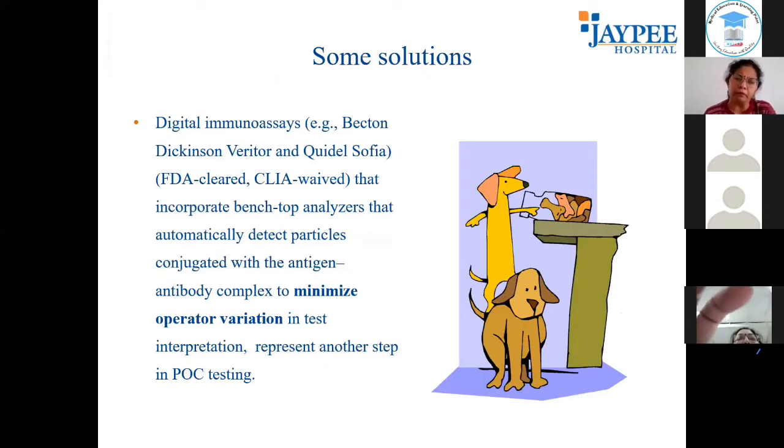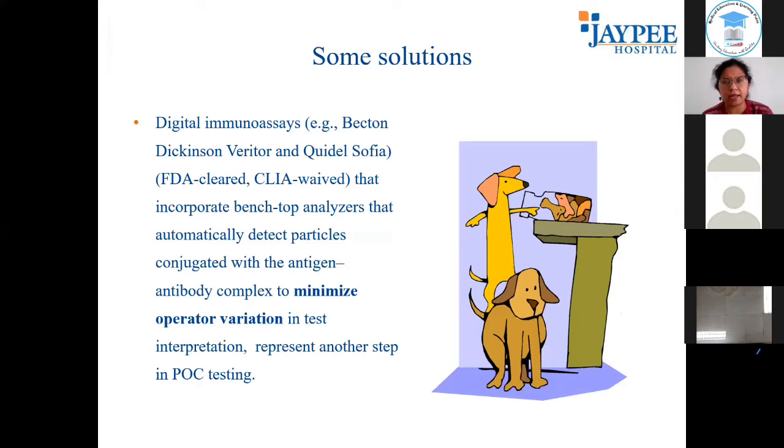There are some ways by which, as I said, there's some instrumentation. If you look at it, you can have an automatic reader which can read probably the lateral flow assay, and so this can minimize the operator variation. So there are various solutions to the problem.